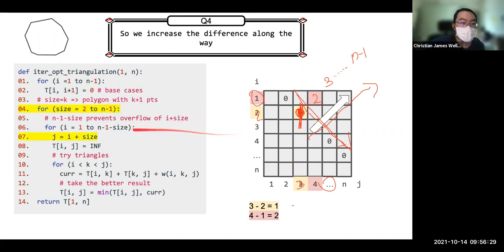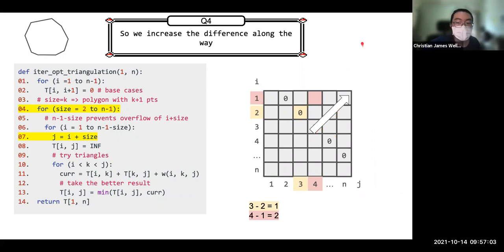I'm running out of time, so let's see if I can finish. This part over here is for you to increase the constant difference. We are always adding the size to i. Why do I call it a size? You'll see in a bit. We increase it from 2 to n minus 1. Someone told me they might get off by 1 somewhere, so you can let me know later which one it is.